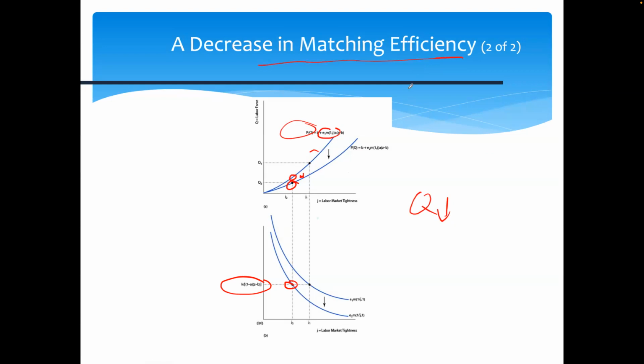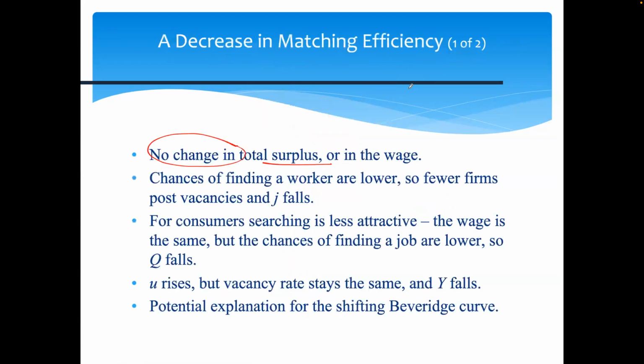By the way, what causes a decrease in matching efficiency? Just think about it: there may be more regulation in the labor market, or technology may have slowed down, so it becomes harder to find a job. Or maybe there's a structural change, meaning there's a new technology, but the existing workers' skills don't match the new sector. Those are examples. Let's go back here to summarize.